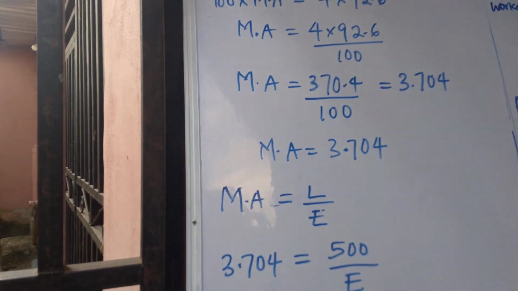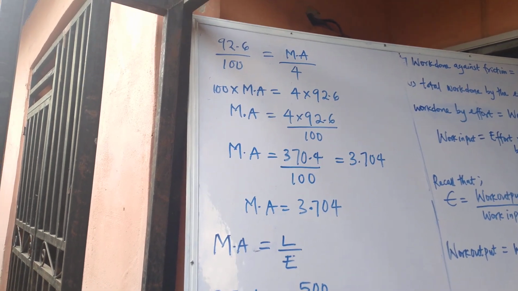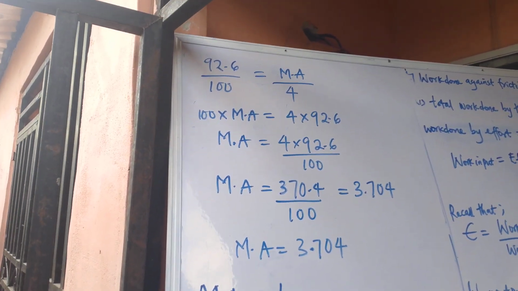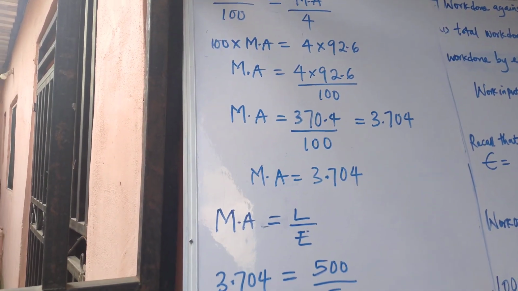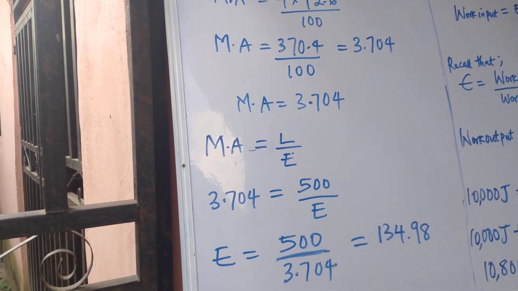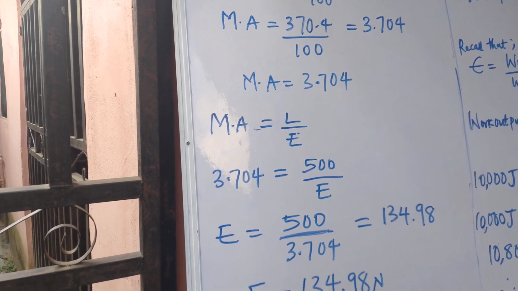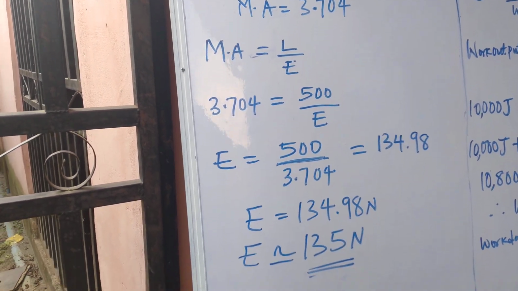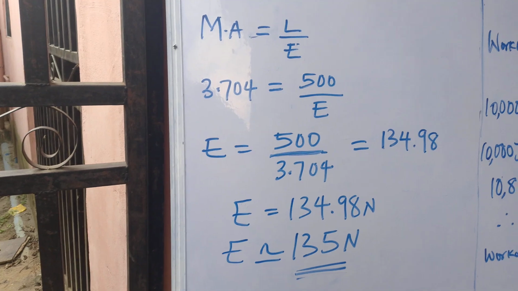Okay, so just observe everything that we did there. We first found the mechanical advantage, then we used the formula for MA, mechanical advantage is load over effort. Then we made effort the subject of the formula, and we had 135 Newton to the nearest whole number.